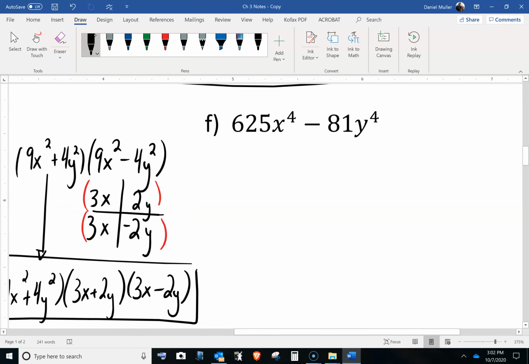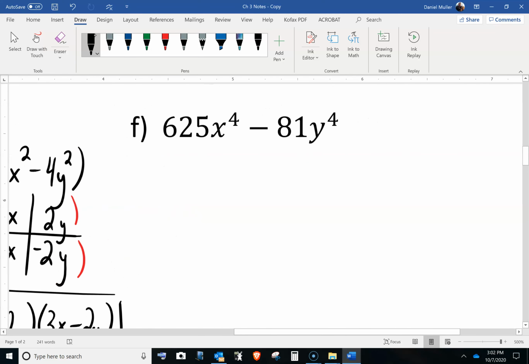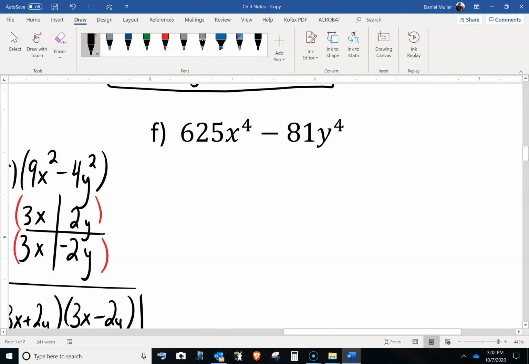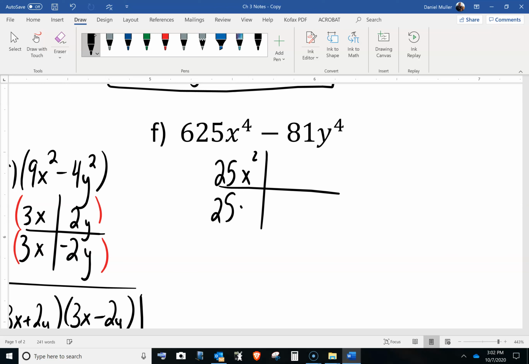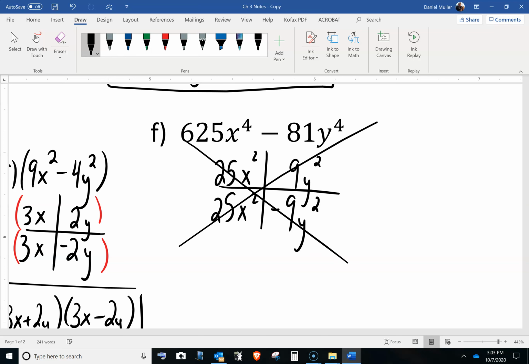Oh, this is probably another one. Okay, 625. This is x to the 4th. This is a y to the 4th. Okay, so 625. I know that's 25 and 25, perfect number. This can be an x squared and an x squared. 81 is going to be 9 and 9. Y squared and a y squared. One of them will have to be negative. Now, I don't know what 25 times 9 is, but whatever that is, this is also 25 times 9. So one will be negative, one will be positive, and it will cancel out.